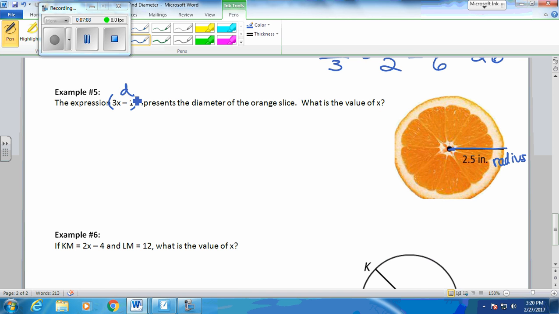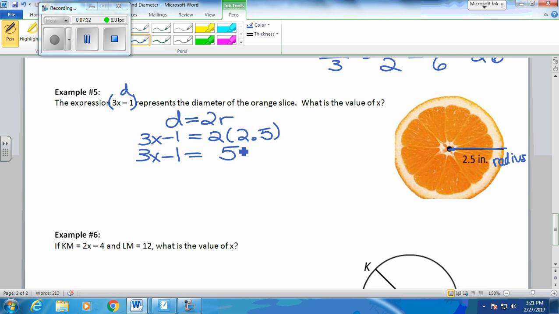If we go back to our relationship equation, d equals 2r, I know that the d is 3x minus 1. I know that the radius is 2 1/2, so I can substitute that in there and calculate this out. So I'll have 3x minus 1 equals 2 times 2 5/10, which will be 5. I now just have a two-step equation, so I will add 1. I get 3x equals 6, divide by 3, and I will get an answer of x equals 2.